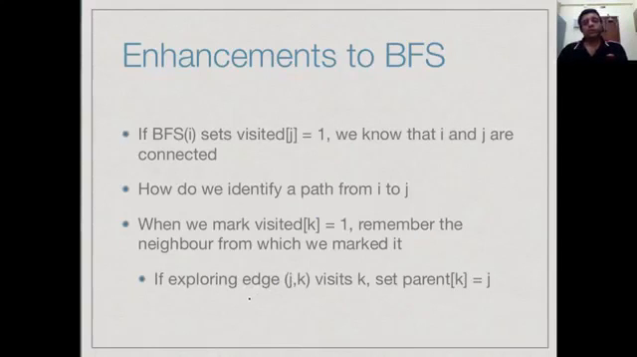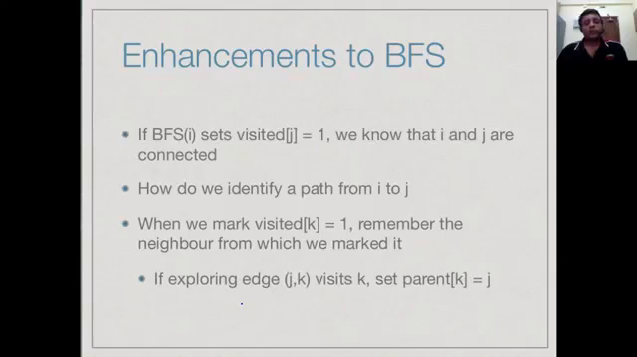So we can do something more in breadth first search. All we have identified is which vertices are connected to the initial vertex 1, or the source vertex in general, from where you start breadth first search. So how do we actually identify how to go from the source vertex to a given vertex? If we start at i and BFS(i) sets visited of j equal to 1, we know that i and j are connected, but we don't know the path.